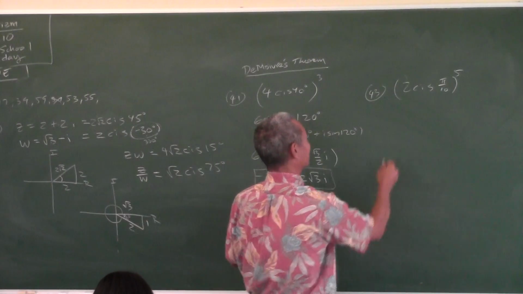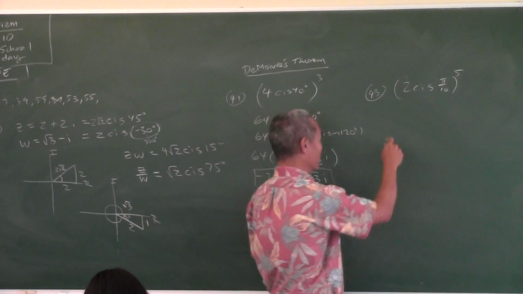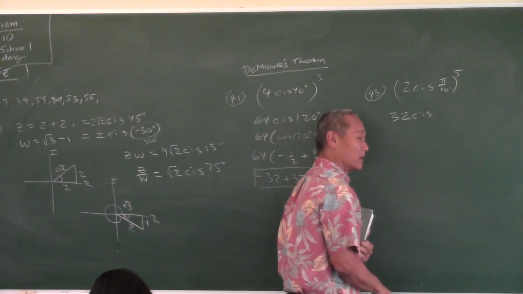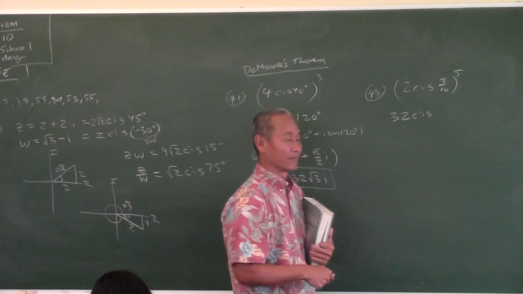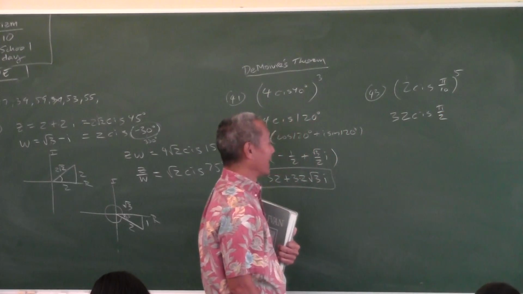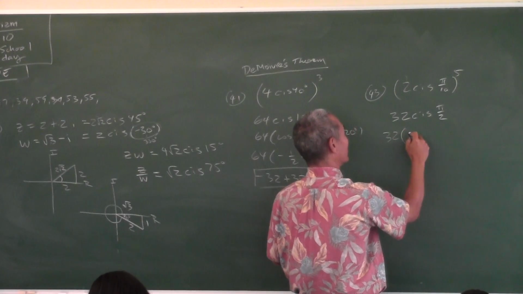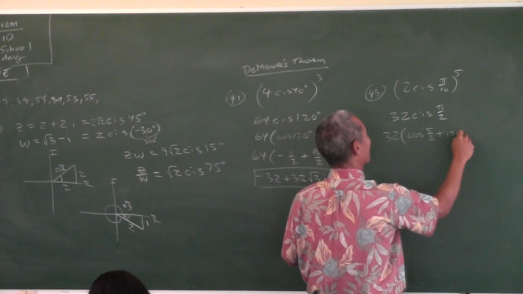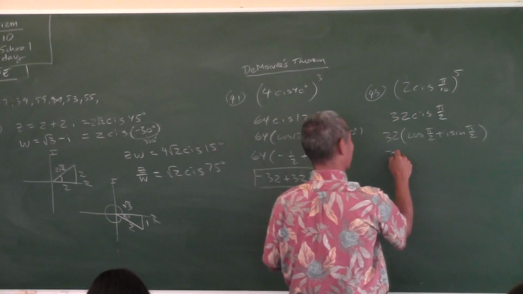Okay, so how do I do that? 2 to the 5th is 32. And what do I do with the angle and the power? You multiply them. What is pi over 10 times 5? Pi over 2. Look at this, it's so fast. And then now they want you to change it back. So now, KISS is an abbreviation for cosine theta plus i sine theta. Correct?